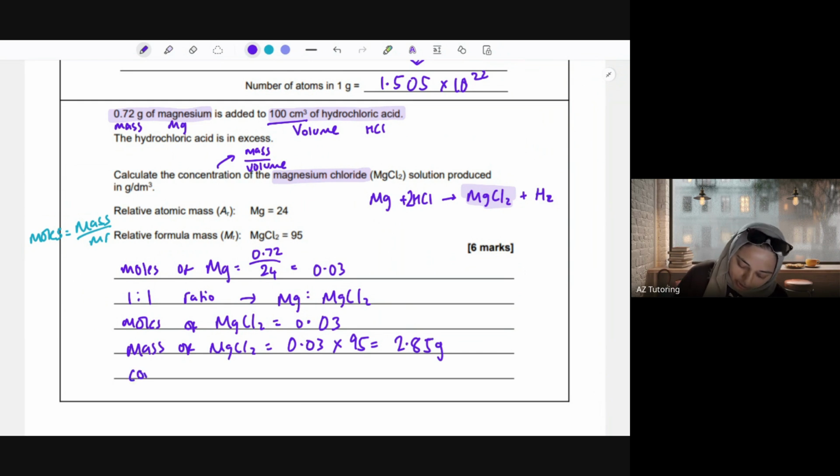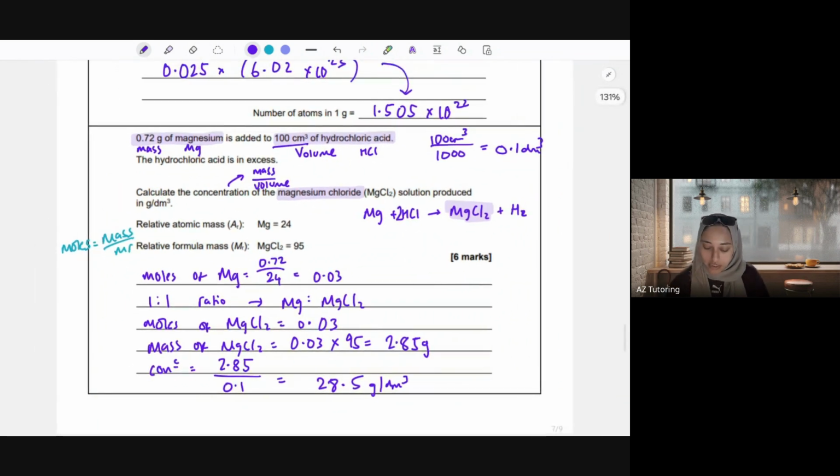So we can work out the concentration now. Concentration equals mass, which is 2.85, divided by the volume, but the volume's in the wrong units. It's in centimeters cubed. We need it in decimeters cubed. I'll just do that up here. So 100 centimeters cubed, we're going to divide that by 1,000 to get decimeters cubed. So we get 0.1 decimeter cubed. We're dividing that by 0.1, and what we get is 28.5 grams per decimeter cubed. And that was for 6 marks.